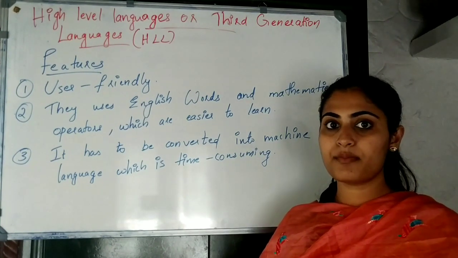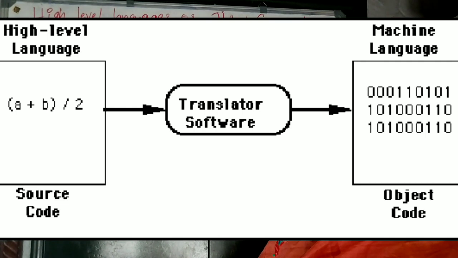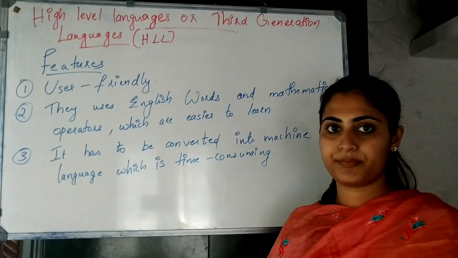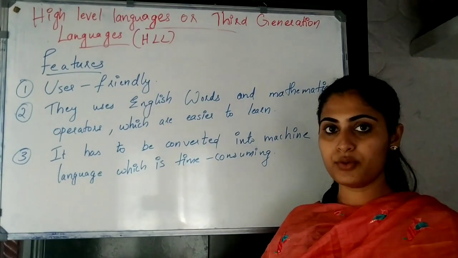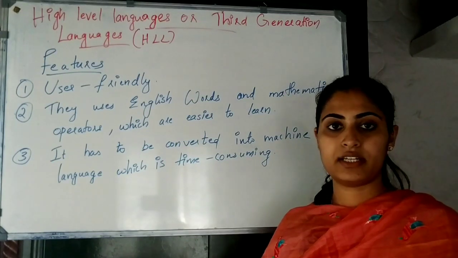Machine language is the basic computer language, that is ones and zeros. That is what computer understands. That is the only language that computer understands. So whatever language, be it in English words or mathematical operators, they have to be converted into machine language. And that is a time consuming process because conversion has to take place and time is needed for that process.